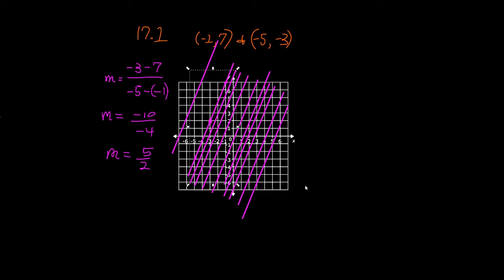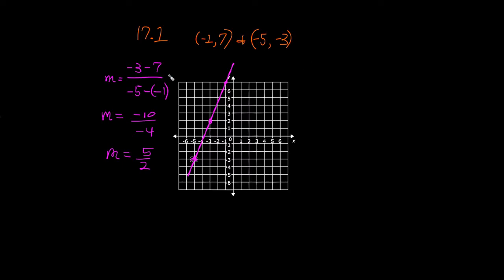lines with the same slope. So we need to specify this one somehow. This is the one which passes through -7 and -1. That's how we'll specify it. There's only one line with the slope 5/2 which passes through any of the coordinates that it passes through.